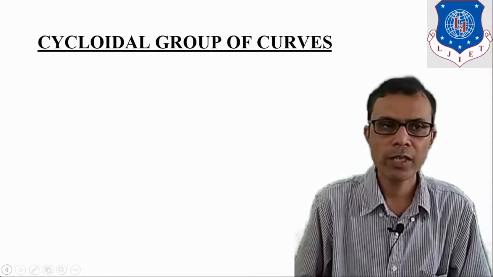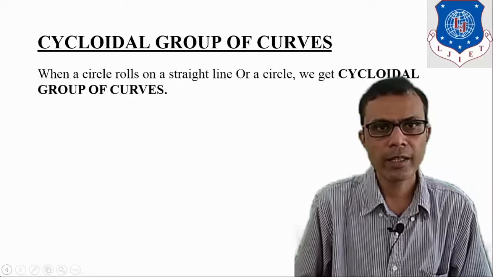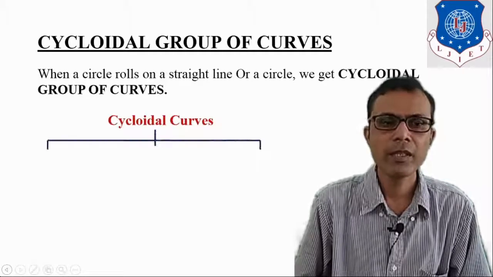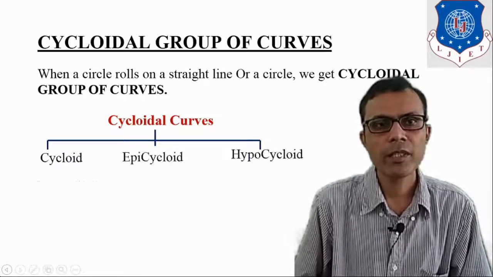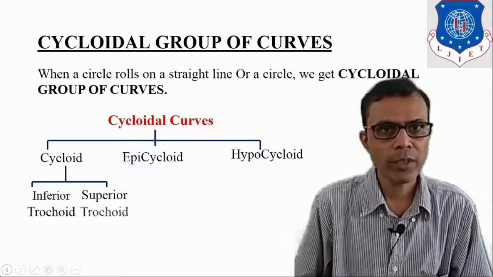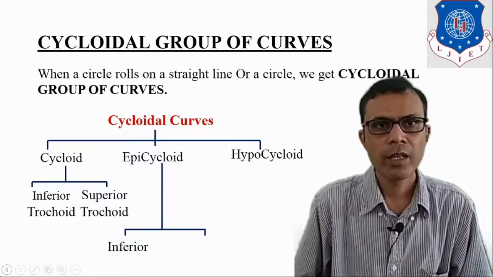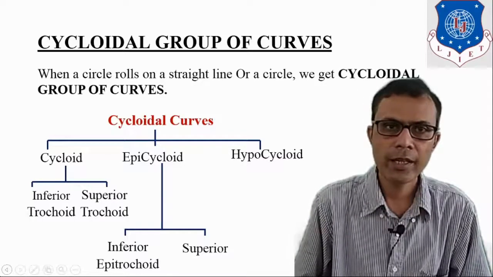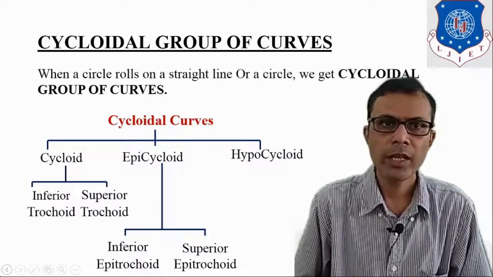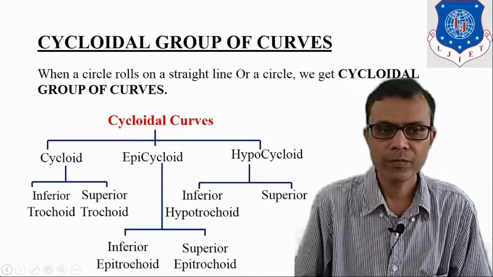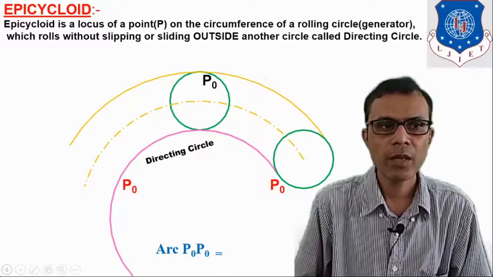Today we are going to discuss the cycloidal group of curves. In this session, we will discuss two types of cycloidal curve, that is epicycloid and hypocycloid. We know that there are three types: cycloid, epicycloid and hypocycloid, and in each category there are two types: inferior trochoid and superior trochoid. So now let's start with epicycloid.